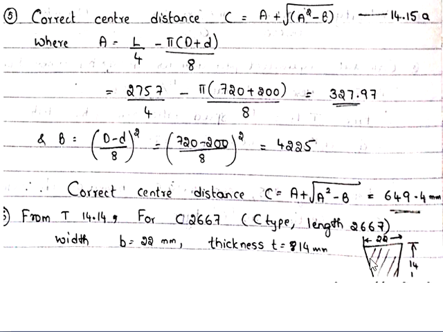Draw one cross section, one trapezoidal cross section. Indicate these two dimensions in this diagram. Nominal top width is 22 mm and height or thickness is 14 mm. So that completes the solution for problem number 1.